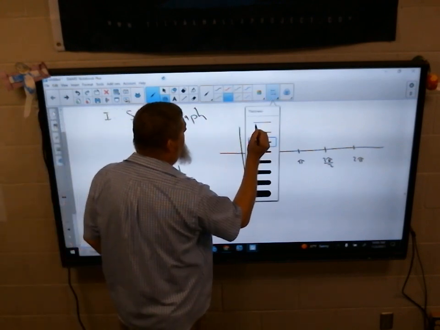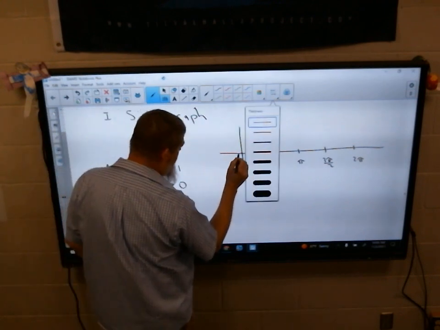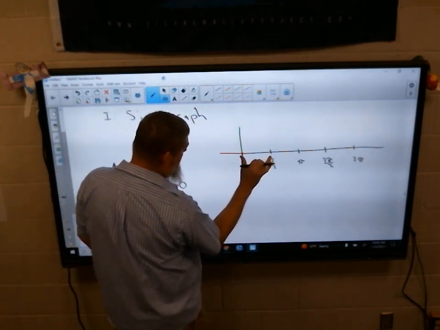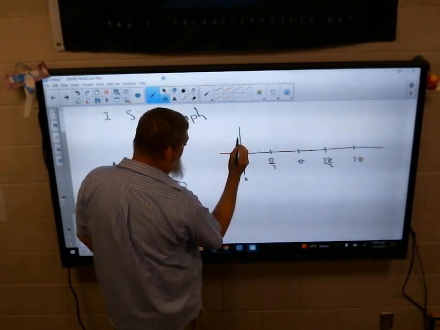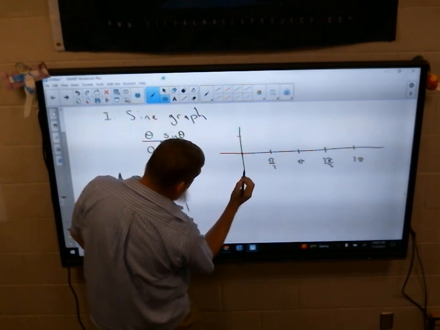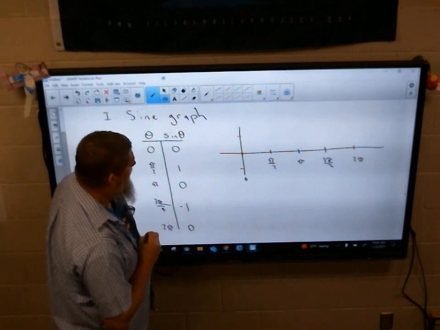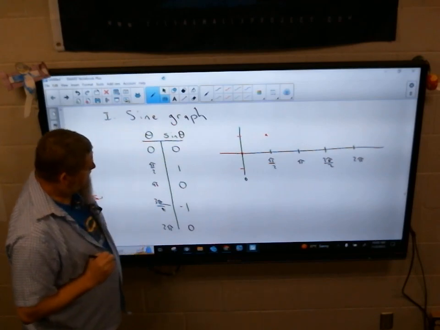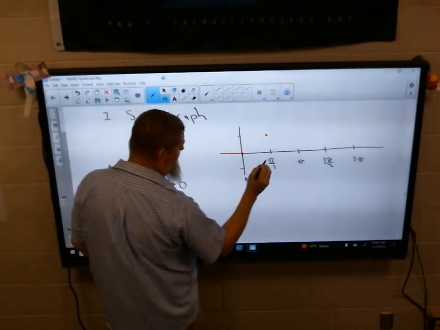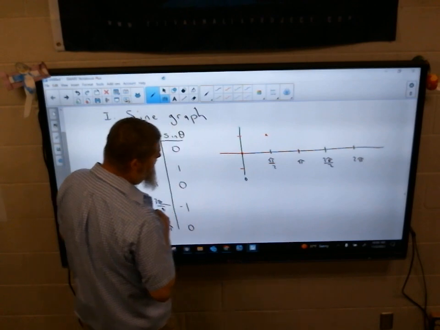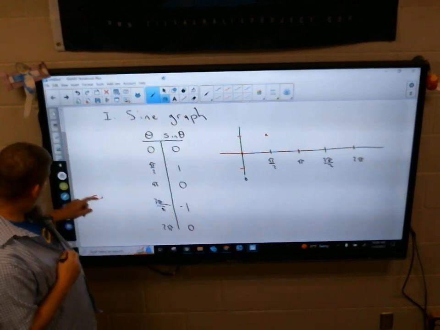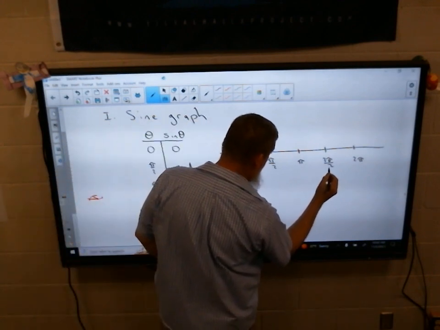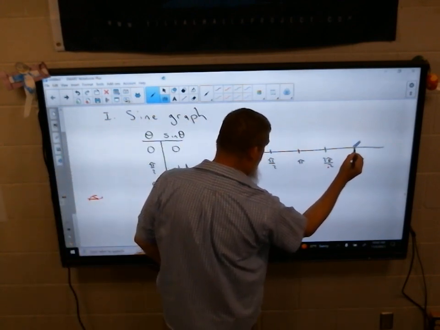We have 0, 0, so that's easy to graph. We have pi over 2 goes up to 1. So if this is actually 1.5, 1 would be about right there. Let's try and eyeball where 1 would be. About right there. All right, so pi over 2 to 1. Pi is going to be 0. 3 pi over 2 is going to be negative 1. And then 2 pi is back to 0.